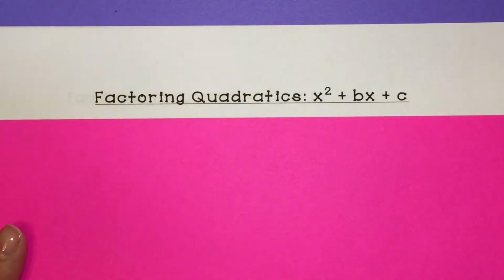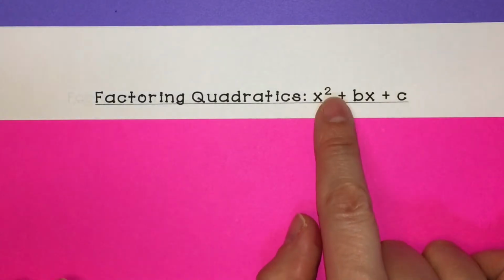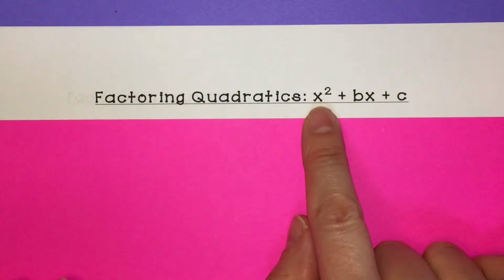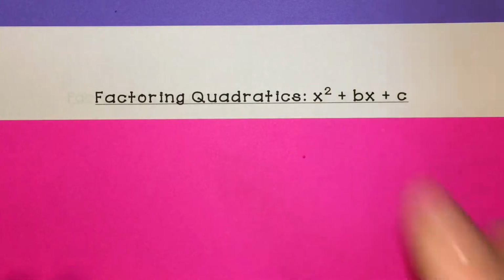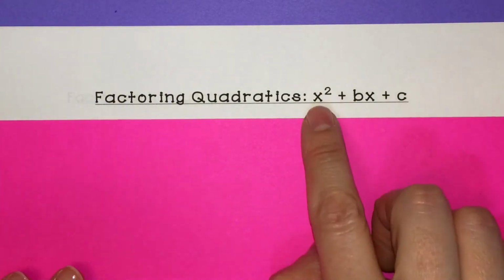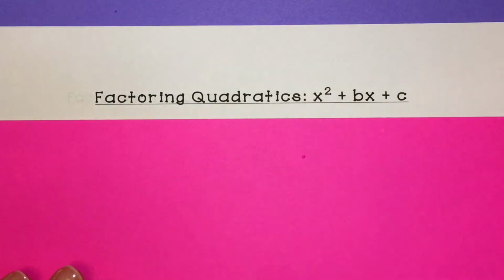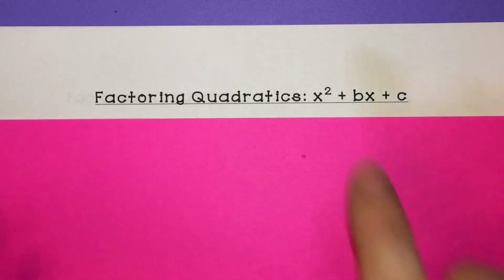We're going to factor quadratics. A quadratic always has an x squared value in it. In this case, we're going to factor ones that don't have any numbers multiplied by the x squared, so the coefficient, the number that would be multiplied by it, would be 1. So this is the easiest type of quadratic to factor.